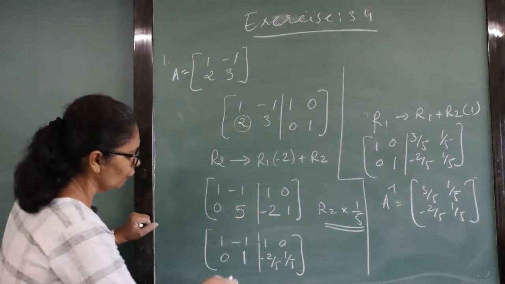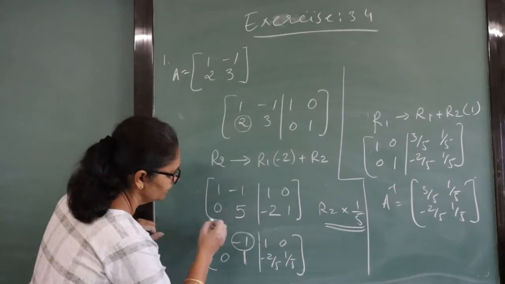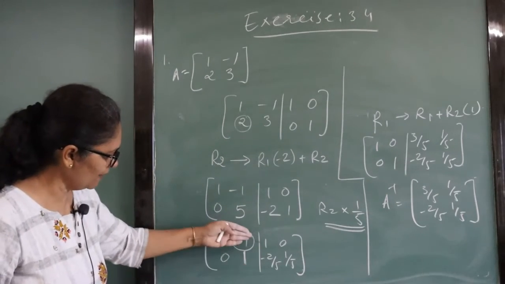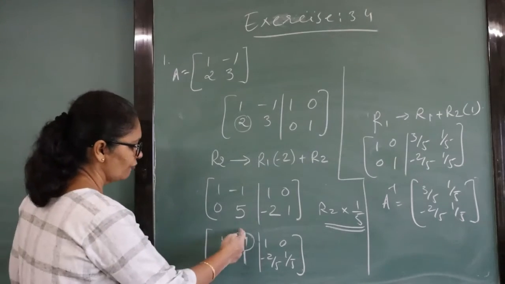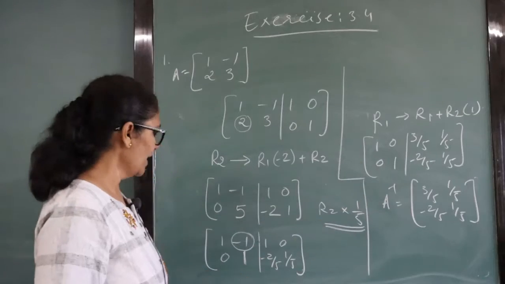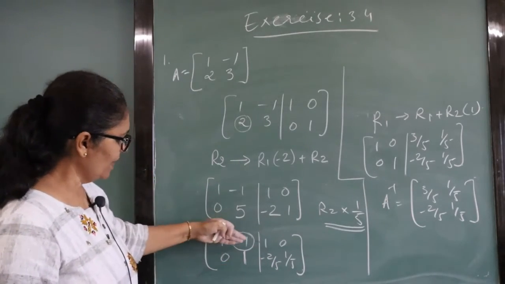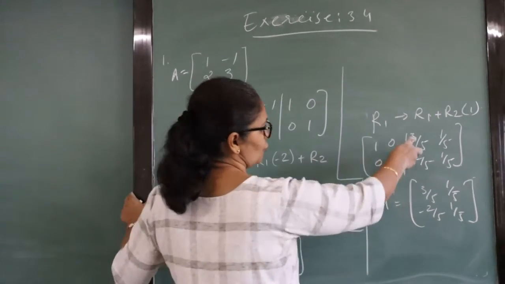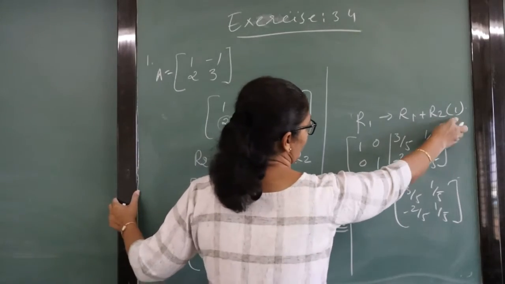But still we don't want this minus 1. So what to do? This 1 will be added here. So we can remove this and we can make it 0. So we have written here, we are adding R2 in R1. So what you get? R1 plus R2.